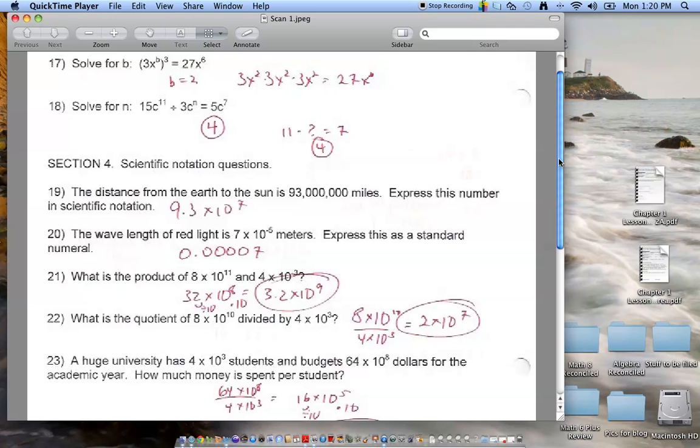And 17 might be a little tricky. Anything on here at all? Number 18? Okay. Do you see that that's divide, right? So isn't the rule to subtract exponents? So 11 minus what would give you 7? 11 minus 4. Okay? Yeah, on 17 and 18, we work a little backwards, but we still apply the same rules. Any ideas? Anything else? Okay.